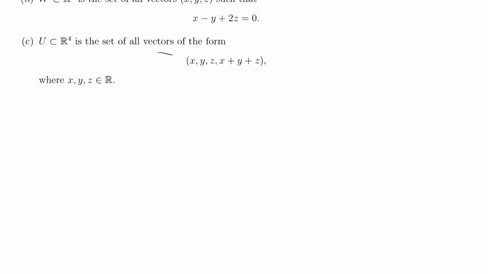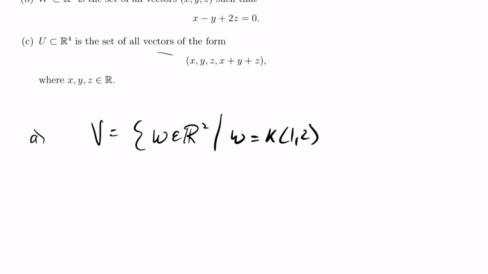So in question A, what they want you to find is they first define the set V. They tell you that it's the collection of all vectors coming out of R2 such that that vector is a scalar multiple of the vector 1, 2. So for some real number r, I've got the vector w is just a multiple of the vector 1, 2.